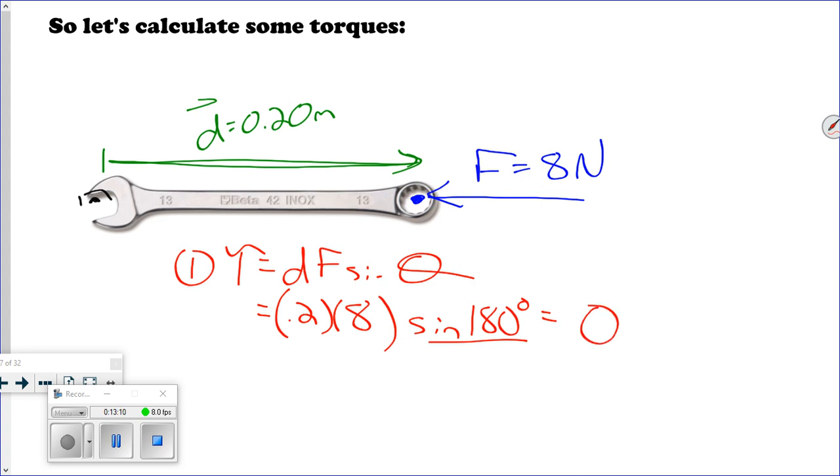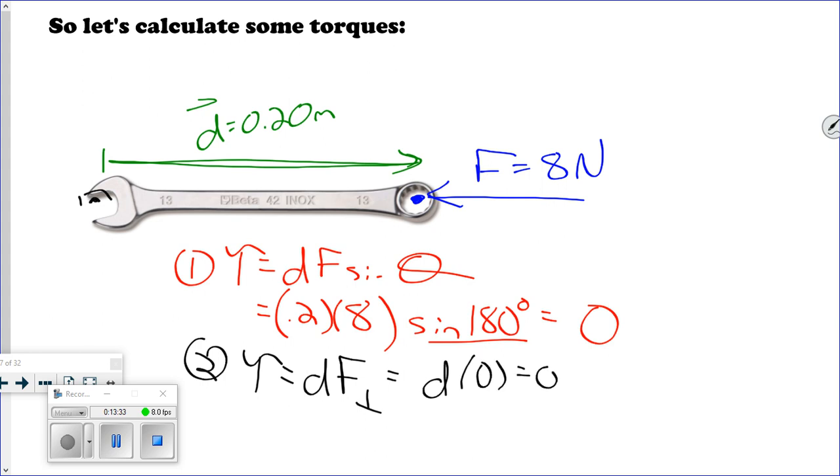Okay, so this is not actually going to produce any torque. Looking at option 2, torque is d times the component of the force that's perpendicular to the lever arm. Well, my force is perfectly horizontal, so there isn't a vertical component at all, right? And so your F perpendicular here is 0. So this is d times 0, which gives you 0, all right?